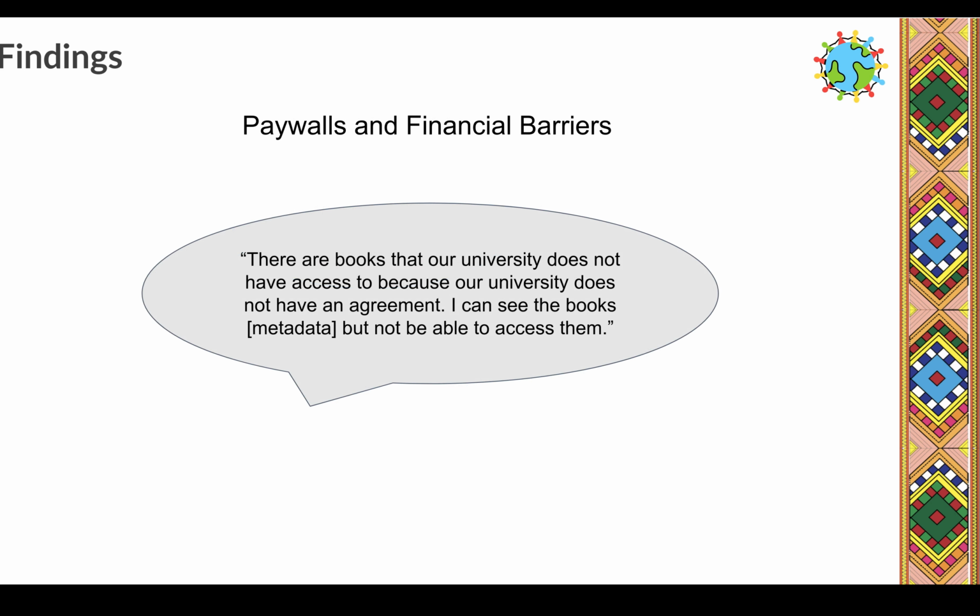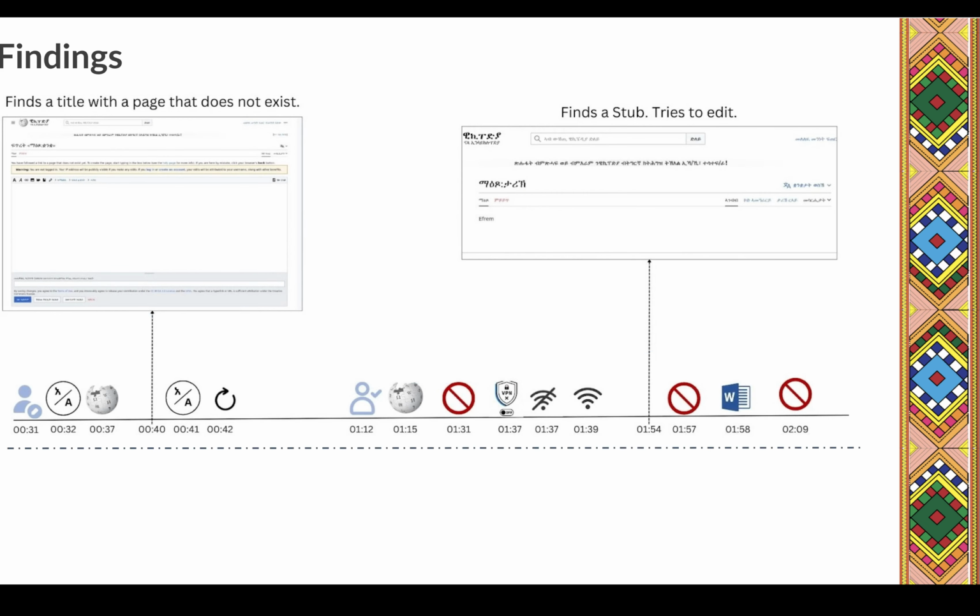There were also issues with paywalls and financial barriers. Here's one of our participants, who is a lecturer at an Ethiopian university, complaining that they do not have access to certain publications and books because their university does not have agreements with the publishing organizations, and those resources would be behind paywalls. We also observed complaints that people did not have resources to buy mobile card data so that they could connect to the internet and edit Wikipedia articles.